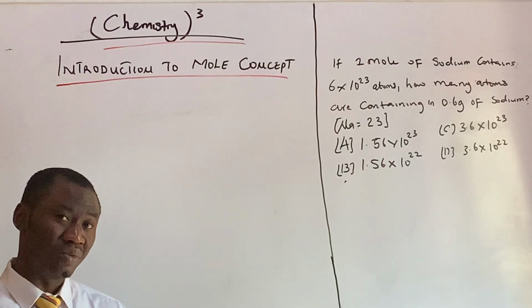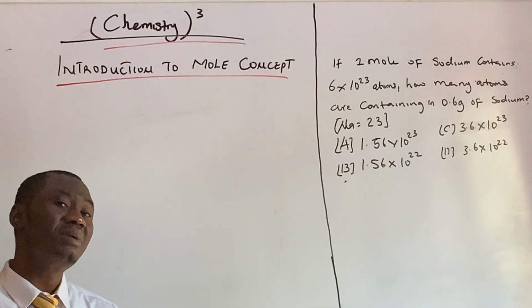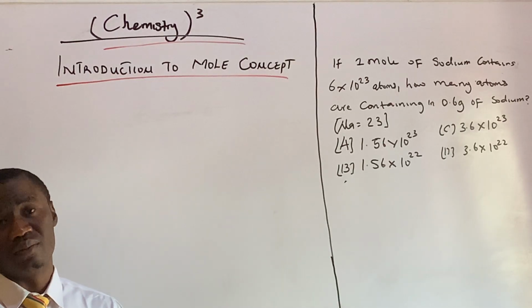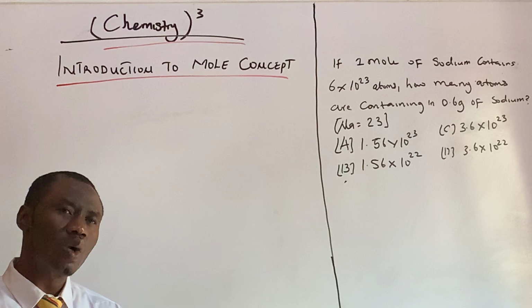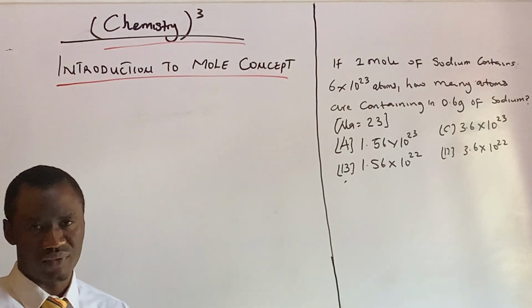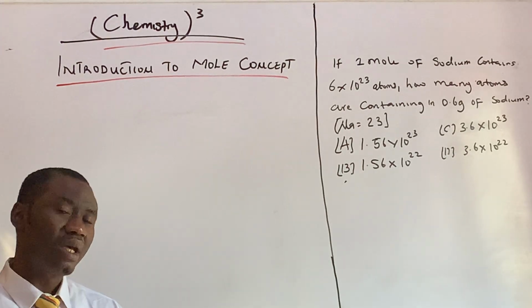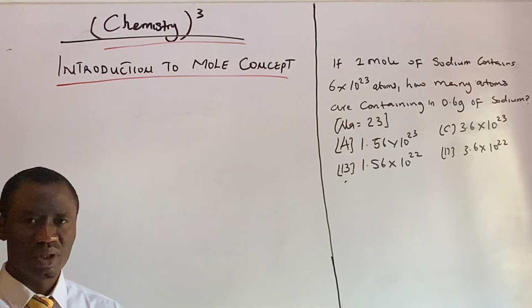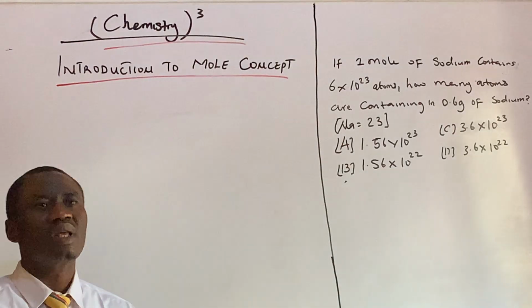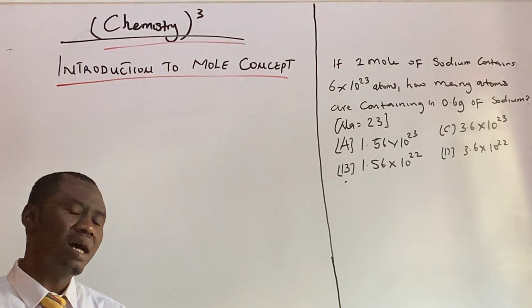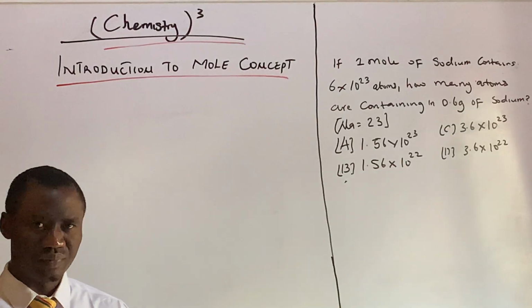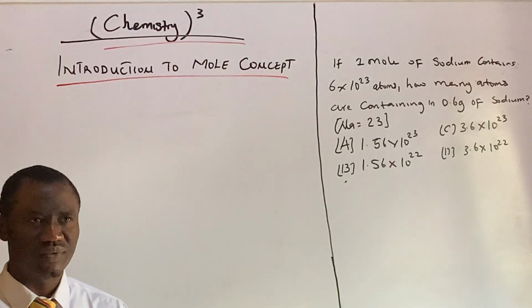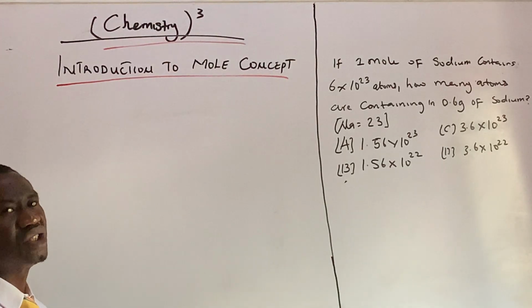is the amount containing as many elementary entities as the number of atoms in exactly 12 grams of carbon-12. I take that definition again, that a mole of a substance is the amount containing as many elementary entities as the number of atoms in exactly 12 grams of carbon-12. All right, now that definition is theoretical.